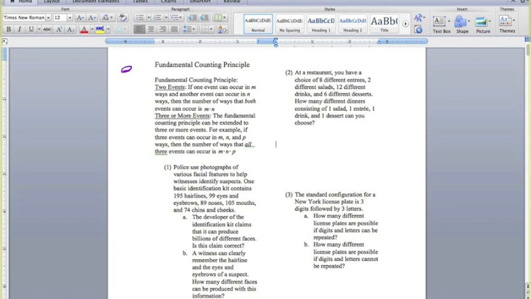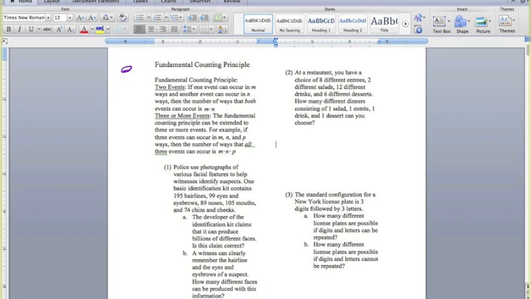Our fundamental counting principle talks about the number of ways that things can happen. So it says, if we have two events, okay, when we use the word event in probability, we don't mean like a party, okay? An event is like drawing a card, or rolling a die, or picking out a shirt. Okay, these are events, okay?